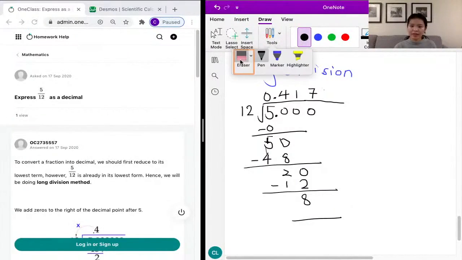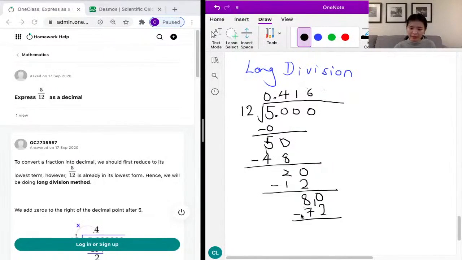So we know 7 is too big, and 5 is too small. So we know the answer is 6. We have 12 times 6: 2 times 6 is 12, 1 times 6 is 6, plus the 1 here, so it's 7, giving 72. And the remainder is 8 again. So we have 80 again, and the number we should put here is 6 again, with 72, and again the remainder is 8.